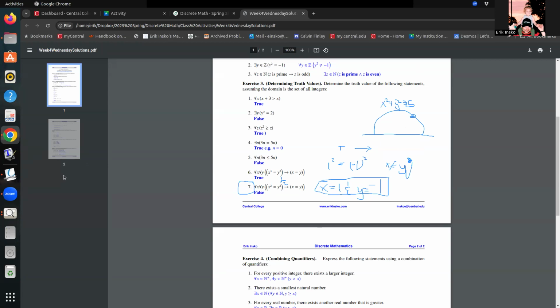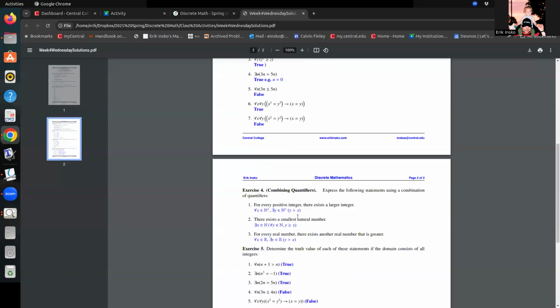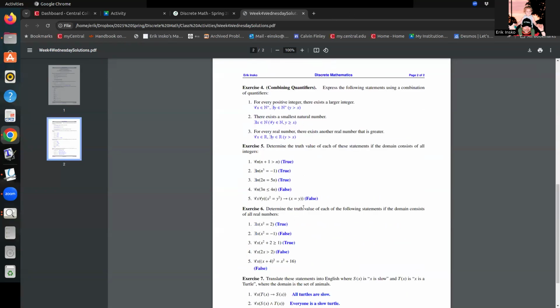Let's clear that. Let's scroll down now. Yeah, let's turn off annotations to scroll. Okay.